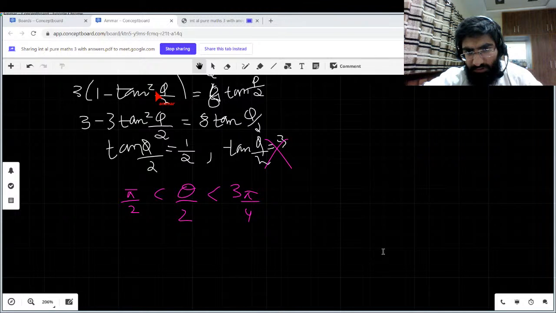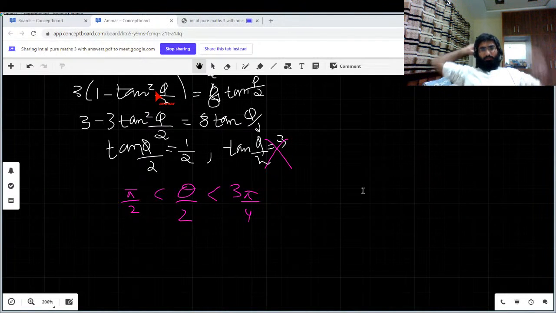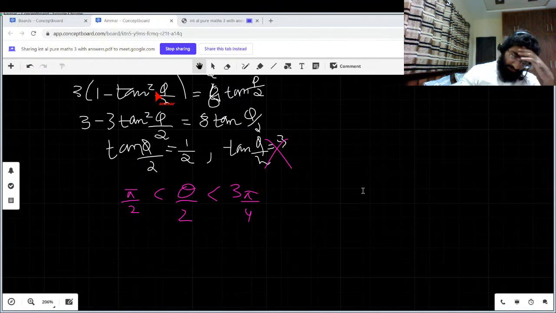No, it's in the second quadrant. It's more than pi by 2 and less than 3 pi by 4, so it's in the second quadrant. No. Oh, 3 pi by 4 is how much? How much is 3 pi by 4?